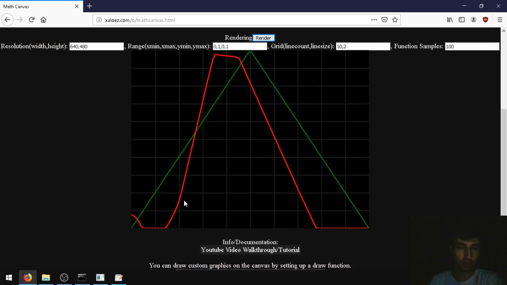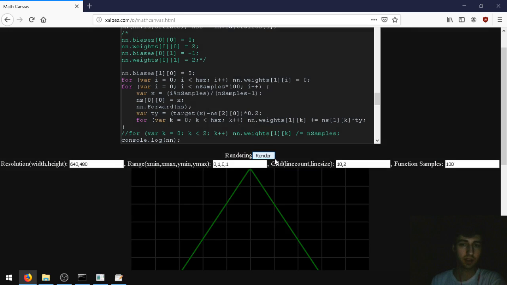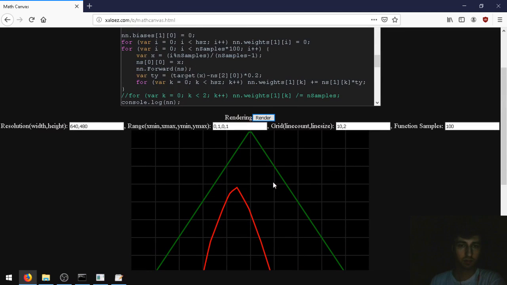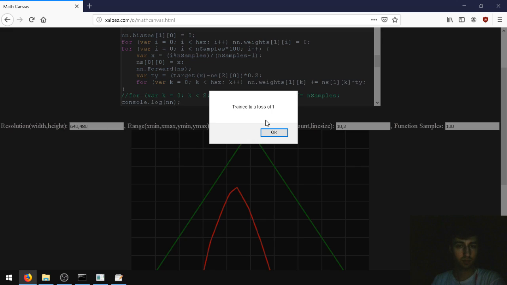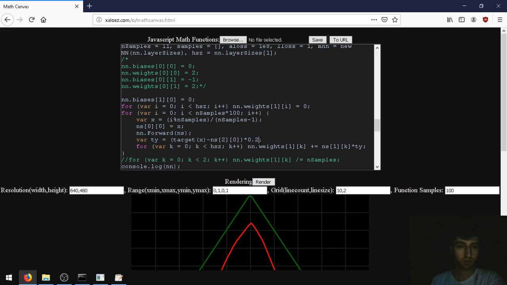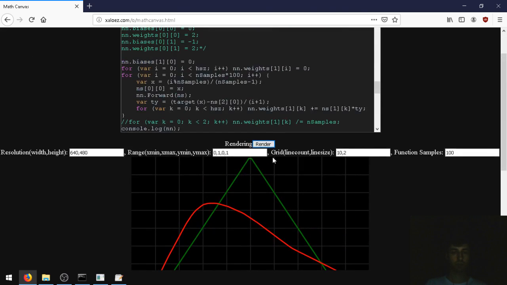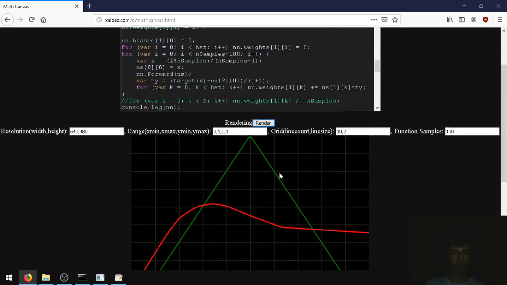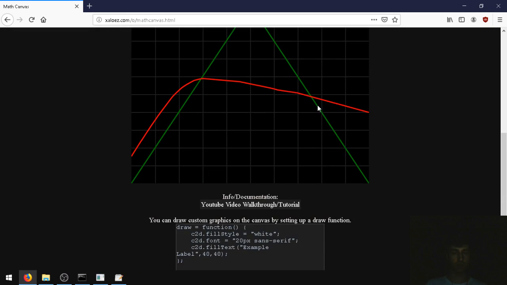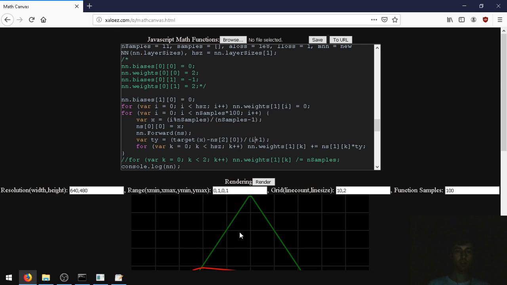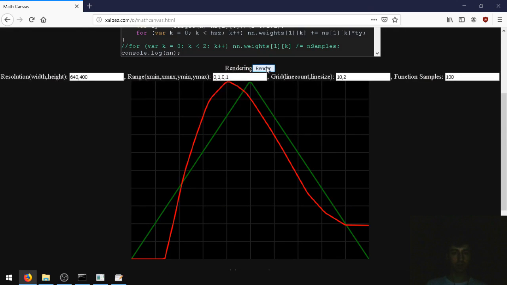I'm thinking what I actually need to do is scale this down over time. So let me try doing divided by I. Yeah, so you can actually see it going down right there. That's not good. That's better.